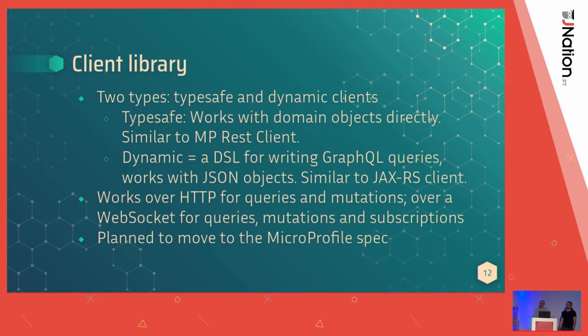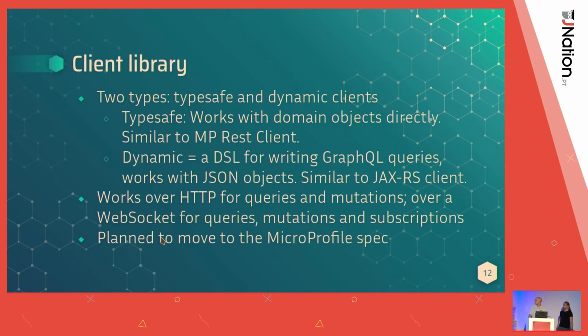So the dynamic client contains basically a domain-specific language that allows you to dynamically construct GraphQL queries that you can then send to the server. And back from the server, you receive data represented as JSON objects. With the Typesafe client, you code your classes that represent the data, and you request these objects. You get them back right as the objects. Both client types work for HTTP, and work for all types of GraphQL operations.